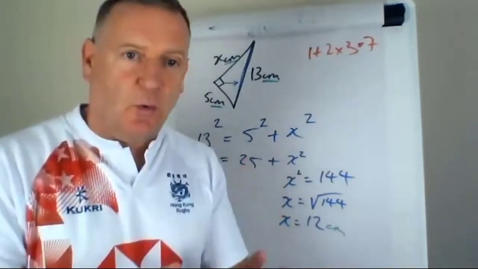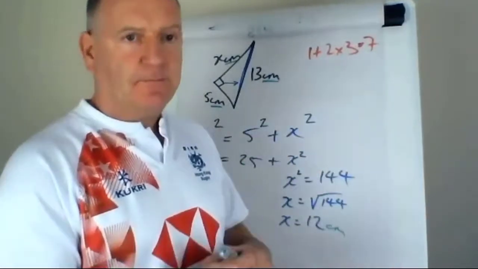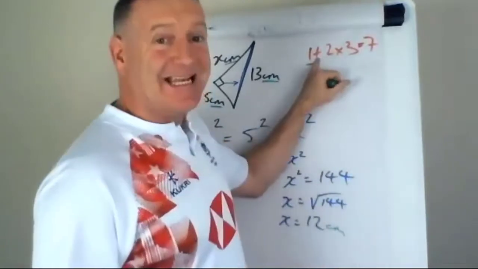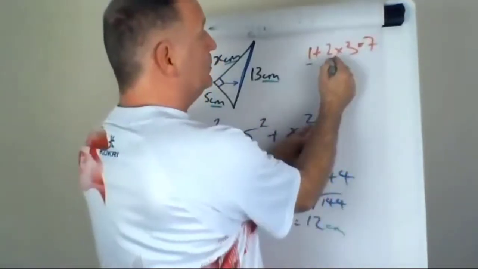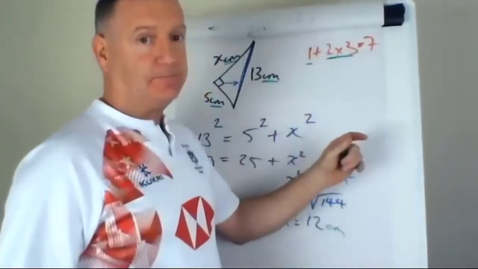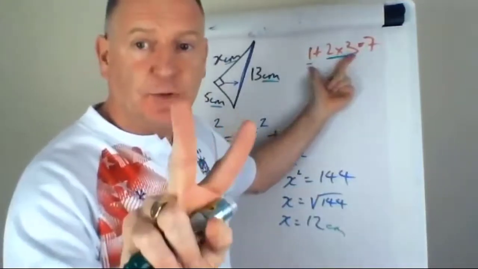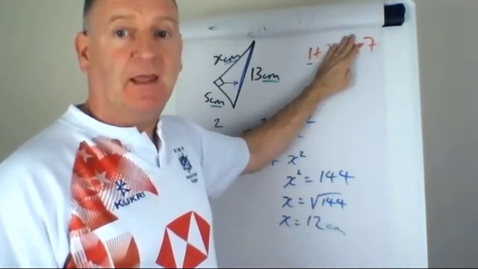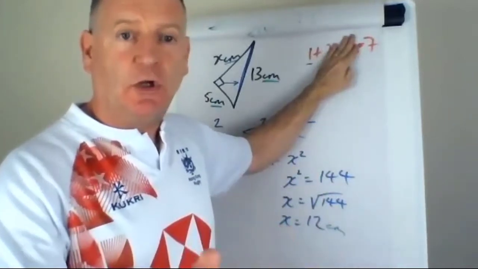Just know that this one, n plus 3, has 2 terms. We call this a term and this a term.